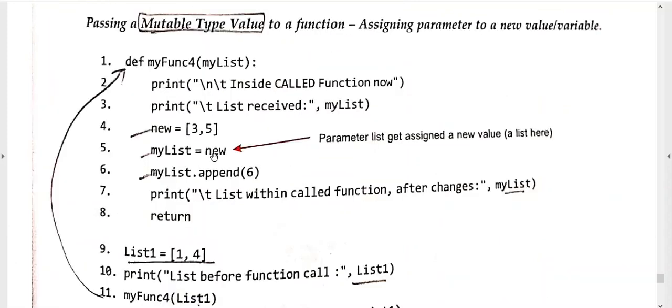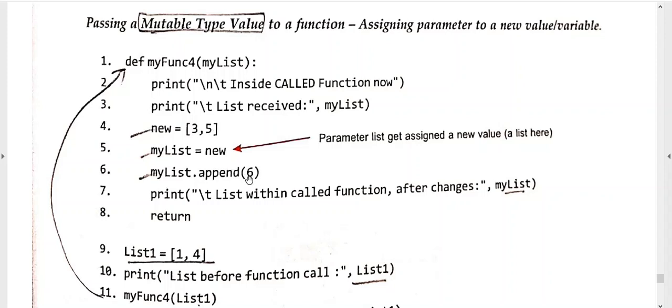Okay, now you have assigned this value, so it will overwrite it. So 1 and 4 will be overwritten. Now my list will contain 3 5. Now what you are trying to do, you are appending to my list. Append means you are adding 6 to it. So 3 5 was already there, now you are adding 6.